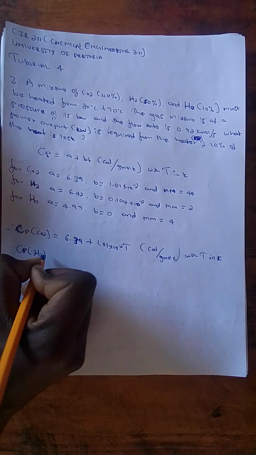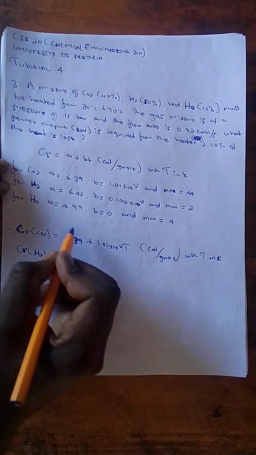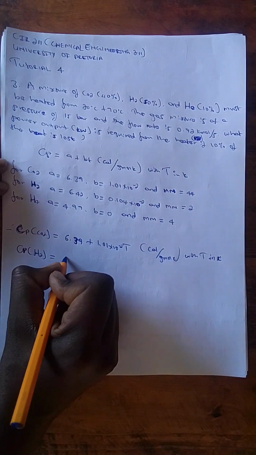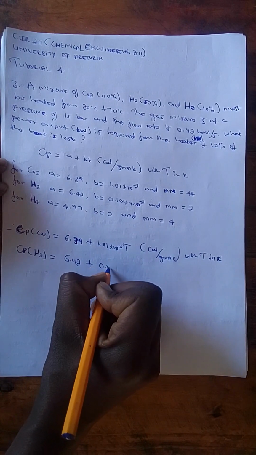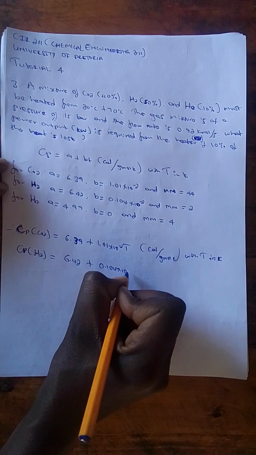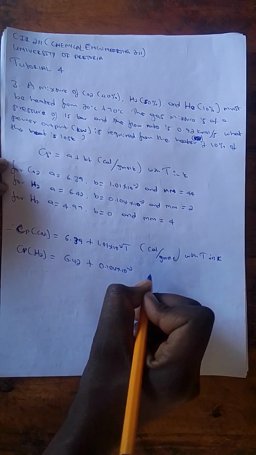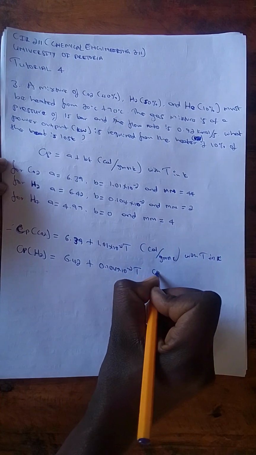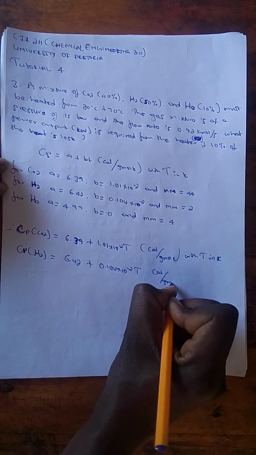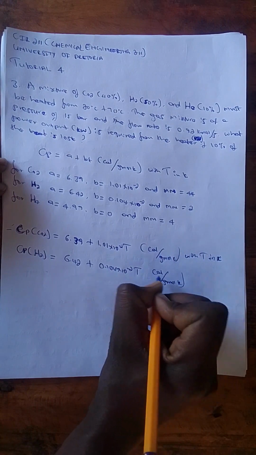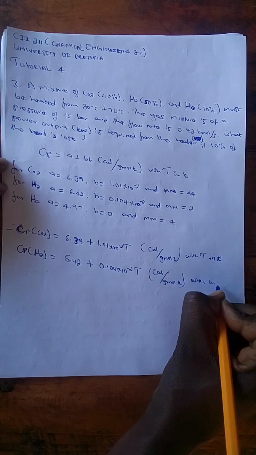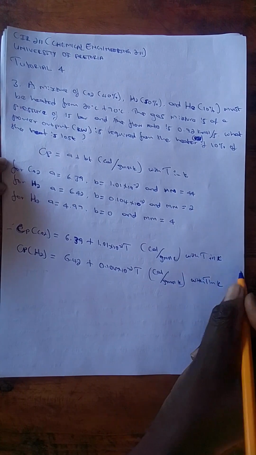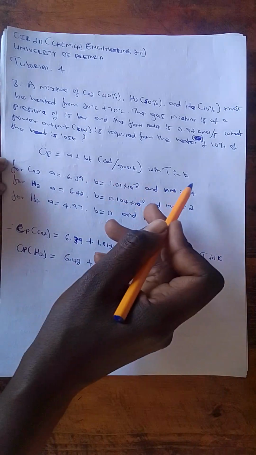Now the Cp for H2 becomes: A for H2 is 6.42, plus B, which is 0.104 times 10 to the power minus 2, times T. Equally, the units are the same, calorie per gram mole Kelvin, with T in Kelvin. So all the Cp's take this format.